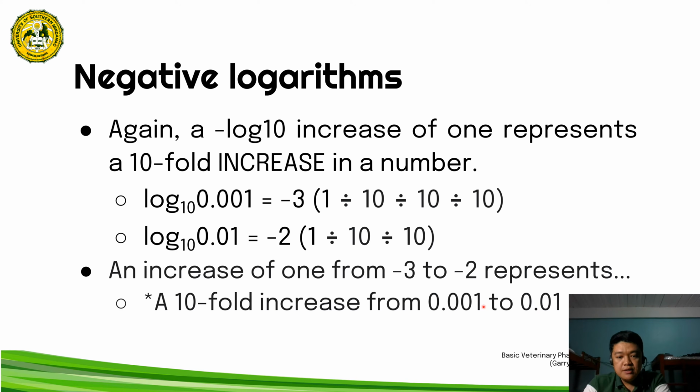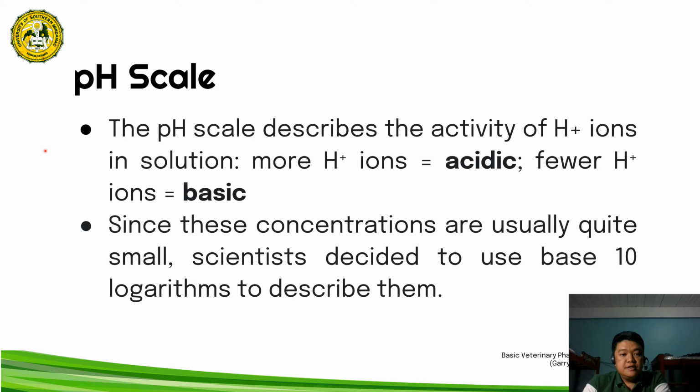So 0.01 is larger than 0.001. So when we increase the number in negative logarithm, there would also be an increase in the corresponding number tenfold. We can relate this to the concentration of the hydrogen ions in our pH scale.